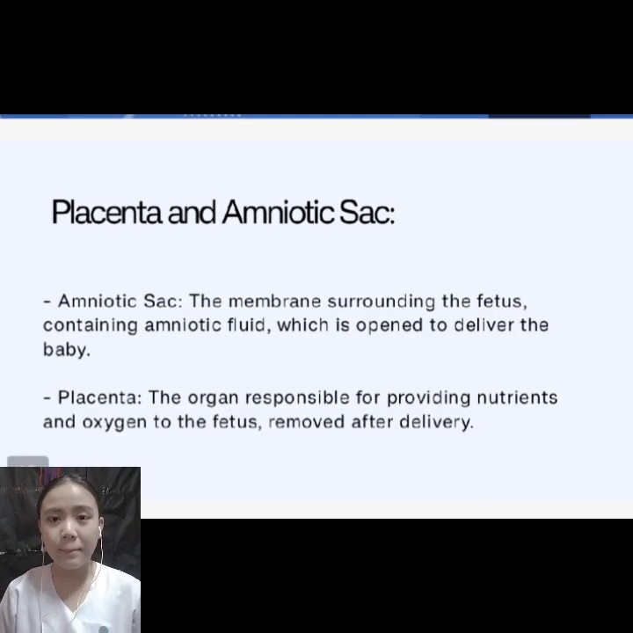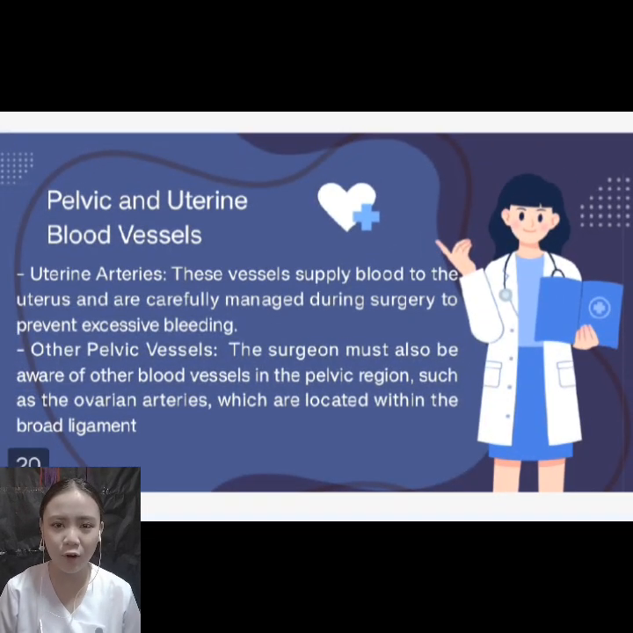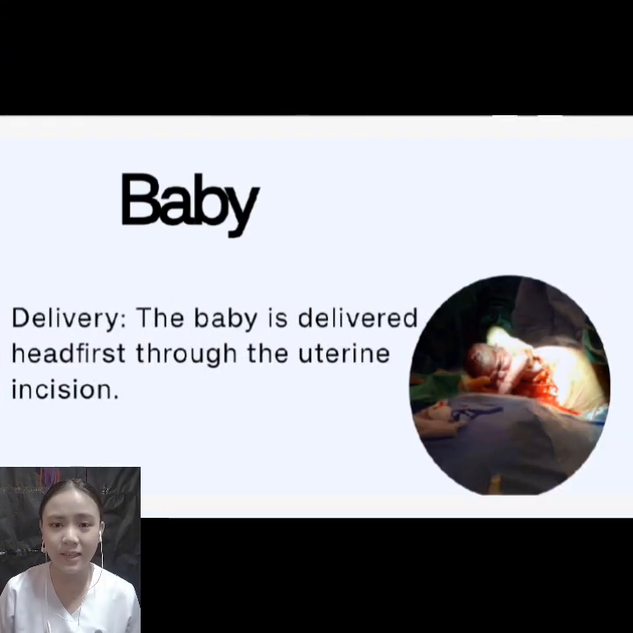Number 3. Placenta and amniotic sac. The amniotic sac, which contains the baby and amniotic fluid, is opened during the procedure. The placenta, the organ supplying nutrients and oxygen to the fetus, is removed after the baby is delivered. Number 4. Blood vessels and the baby. The surgeon must carefully manage uterine arteries to minimize bleeding. And finally, the baby is delivered headfirst through the uterine incision.